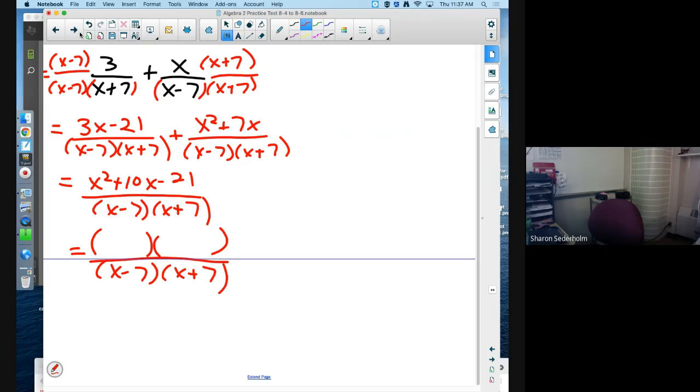So let's see. There's no greatest common monomial factor. It's not a perfect square trinomial, because that's negative 21. So maybe some good old-fashioned factoring. We need two numbers that multiply to negative 21 and add to positive 10. But that won't multiply to positive 21. Or it will multiply to positive 21. Here I'm saying it won't. That'll be positive 21. Negative 7 times negative 3 will be plus 21.